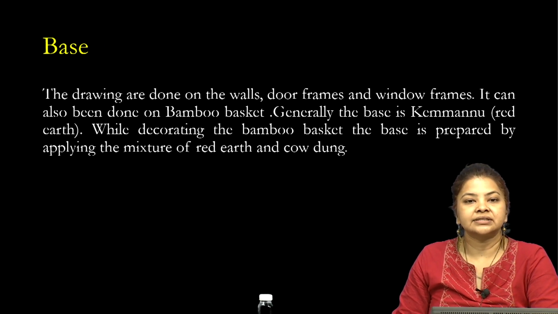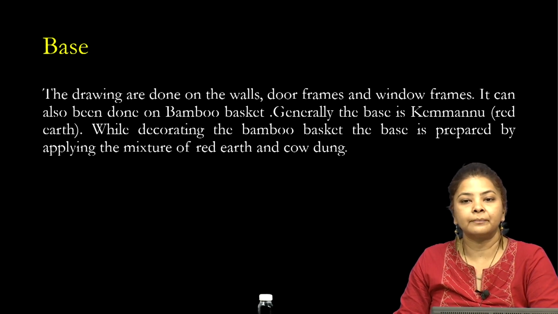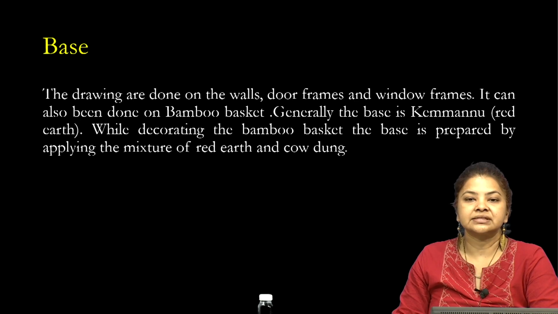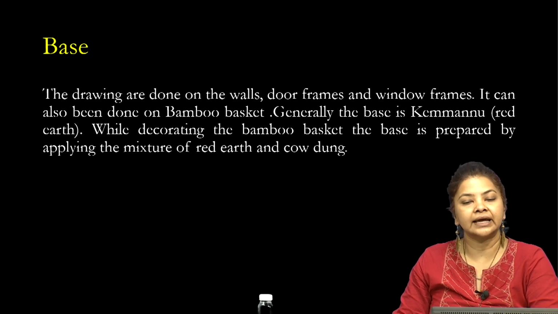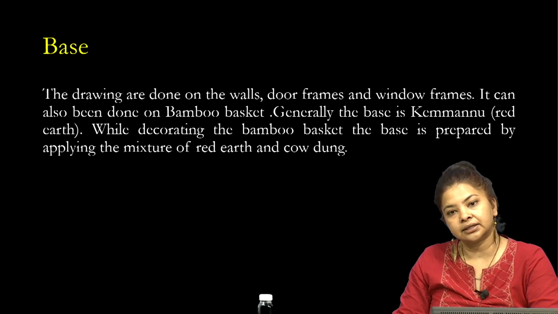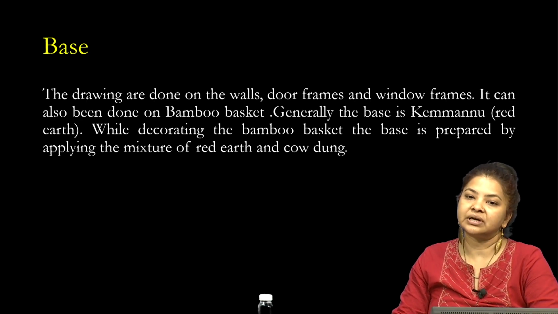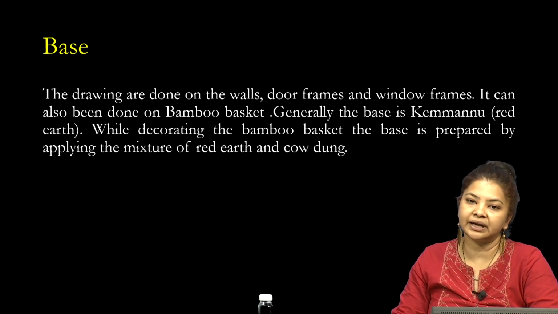Base: the drawings are done on the walls, door frames and window frames. It can also be done on bamboo basket that we have seen in the first slide. Generally the base is Kemanu, red earth. While decorating the bamboo basket, the base is prepared by applying the mixture of red earth and cow dung. So, Chittara painting is also done on bamboo baskets, and the bamboo basket is given a coating of cow dung and red earth, and over that the painting is done.